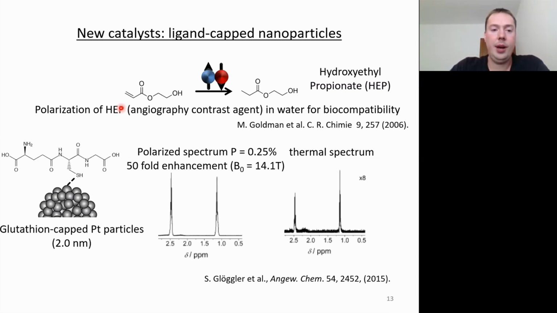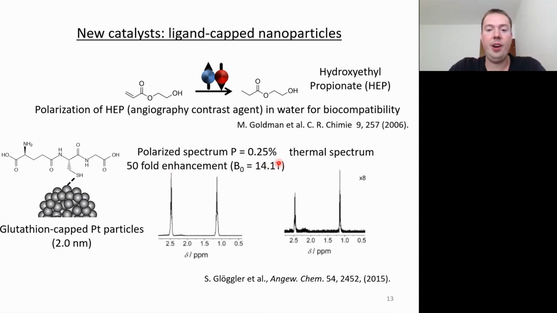Here at the top, you see hydroxyethyl propionate, which was a guinea pig molecule that many people in the parahydrogen community used at this point to hyperpolarize, because it had been used by Goldman and others a few years back for in vivo angiography experiments. And the overall aim here was to make these particles so that at some point we come up with a heterogeneous catalyst that you can eventually just separate easily from your solution. But as I will show you in a bit, there's more to it than just having a catalyst that you can easily separate. So these were my first steps.